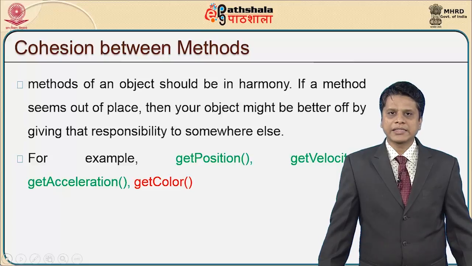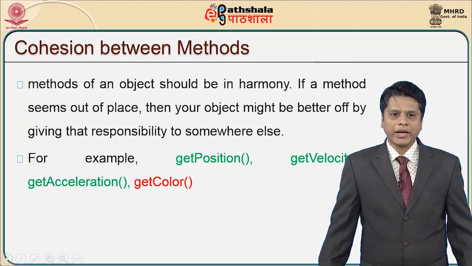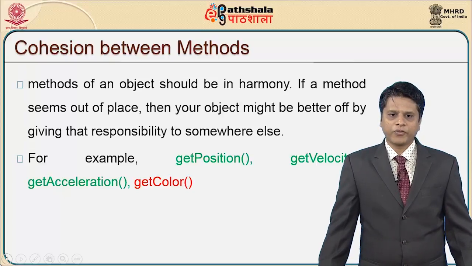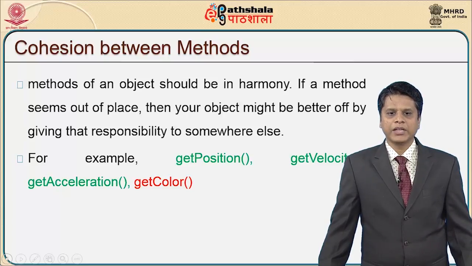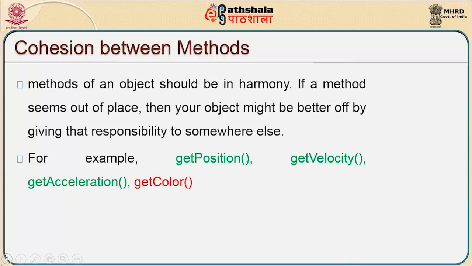So, we may have to design systems in such a way that the system has highly cohesive activity rather than coupling activity. When we look at the cohesion between methods, the methods of an object should be in harmony. If a method seems out of place, then your object might be better off giving that responsibility to somewhere else. For example, we might have get position, get velocity, get acceleration, get color, which are responsibilities about position, velocity, acceleration and color, and they have been appropriately named.